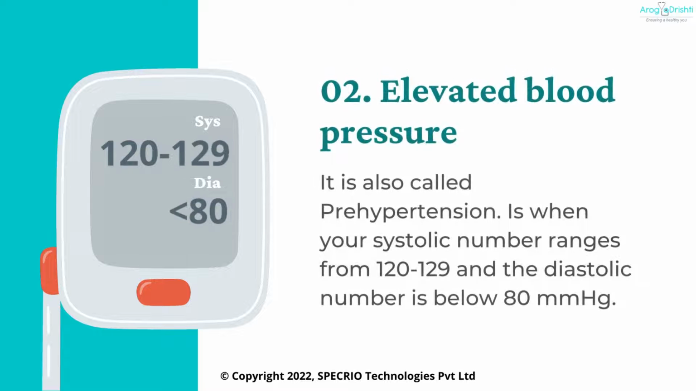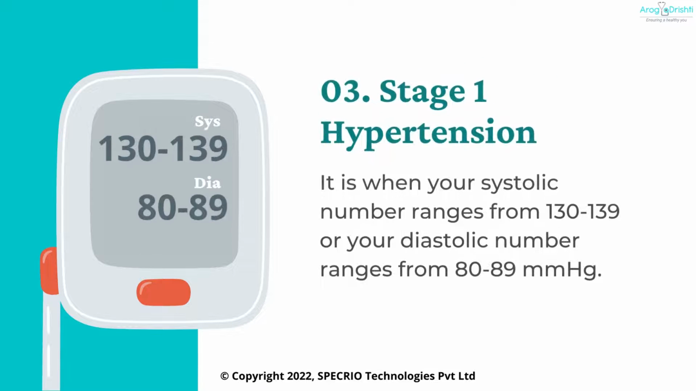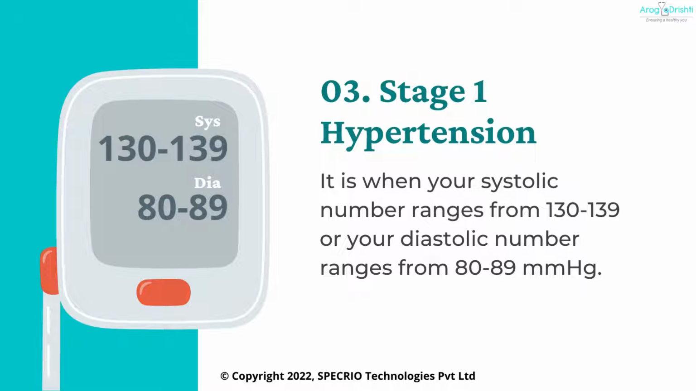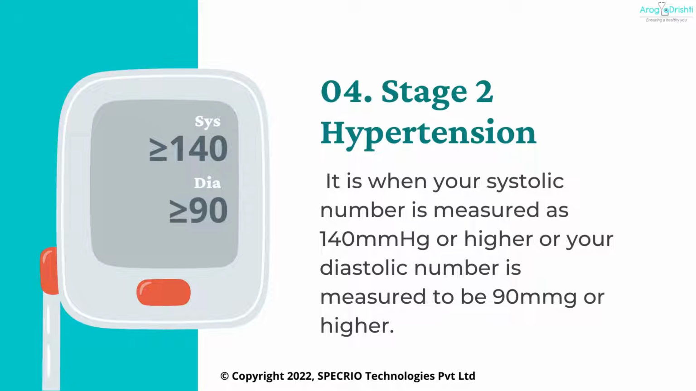Second, elevated blood pressure, also called prehypertension. It is when your systolic number ranges from 120 to 129 and the diastolic number is below 80 millimeters of mercury. Third, stage 1 hypertension. It is when your systolic number ranges from 130 to 139 or your diastolic number ranges from 80 to 89 millimeters of mercury.